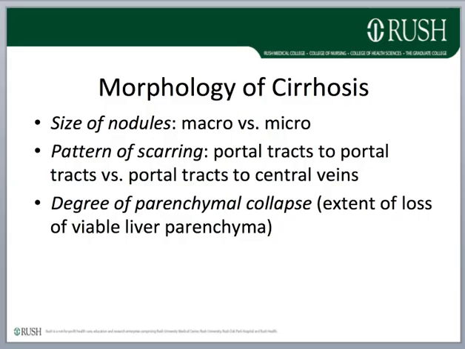So the morphology of cirrhosis can be further characterized by the size of nodules. They can be macronodular or micronodular or a mixture of both. We can also see differences in the pattern of scarring. Sometimes the bands of fibrous tissue run from portal tract to portal tract, or sometimes from portal tract to central veins. And we can also assess the degree of parenchymal collapse, that is, the extent of the loss of viable liver parenchyma, comparing the size and extent of the fibrosis versus the area of regenerating nodules.